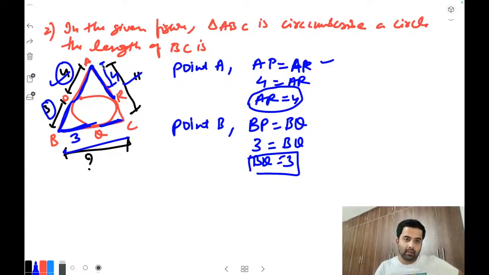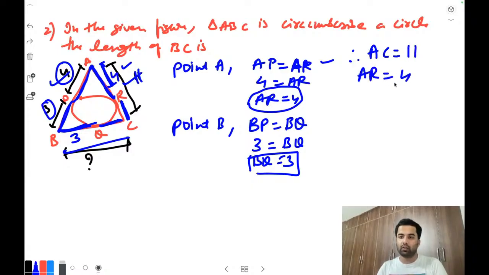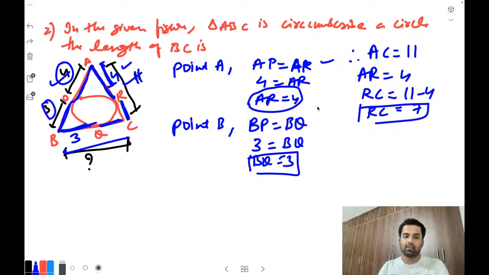Tell me now, last part. This part is 4. How to figure out RC? The whole is 11. This part is 4. So if AC is 11 and AR is 4, what is RC? 11 minus 4, the answer is 7. So RC becomes 7.